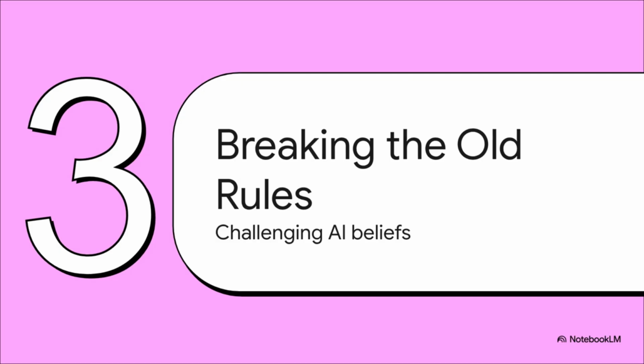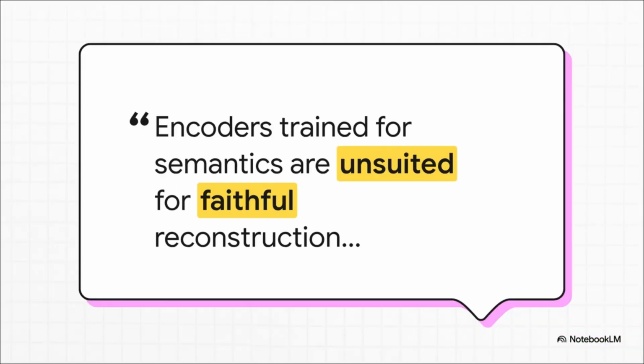Okay, so this is where things get really interesting. You've got this whole field kind of stuck in a rut. And then a team of researchers comes along and decides to question this one big fundamental belief that everyone just took for granted. So for the longest time, the rule in AI research was basically this: you have to pick one.